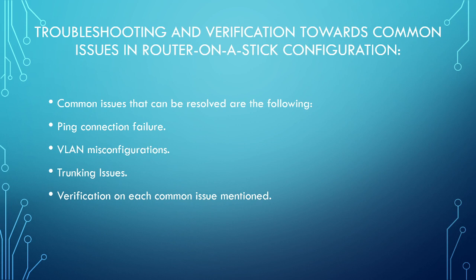We can ping between devices and different VLANs from the router. Use the ping command to test connectivity between devices and different VLANs. And we can verify that ping requests are successfully transmitted and received between those VLANs. We can perform traceroute to identify routing paths between VLANs.